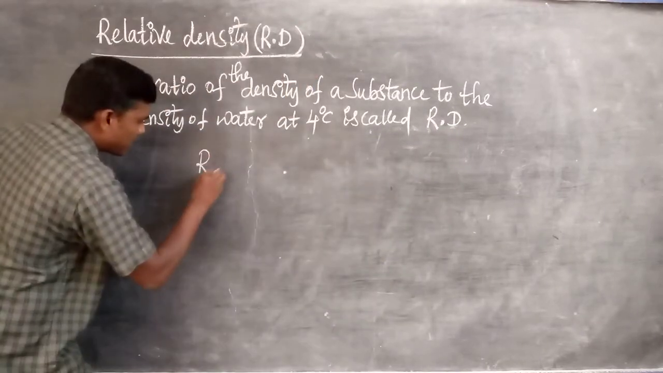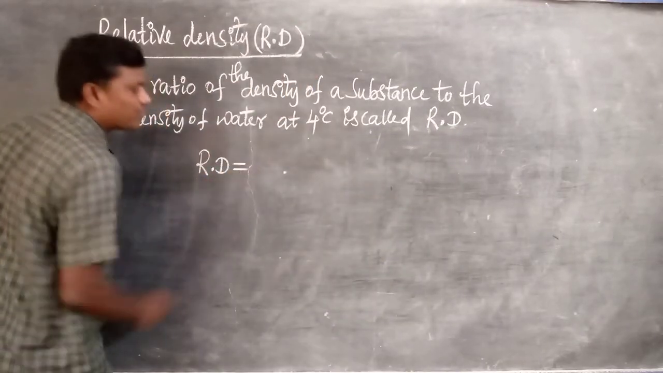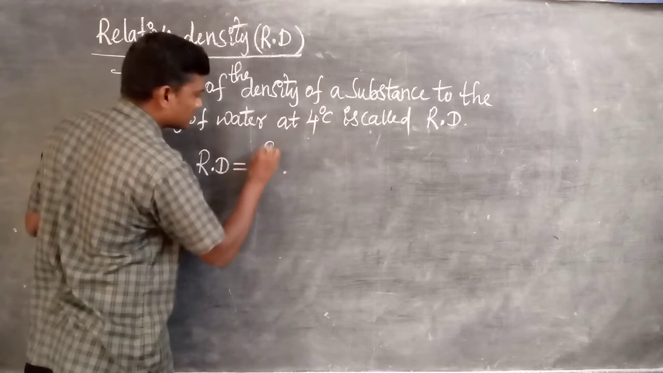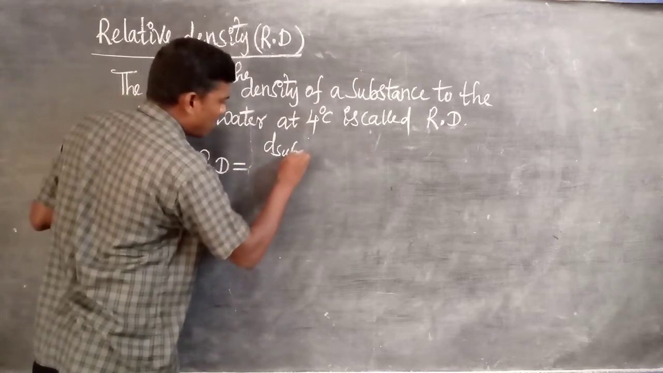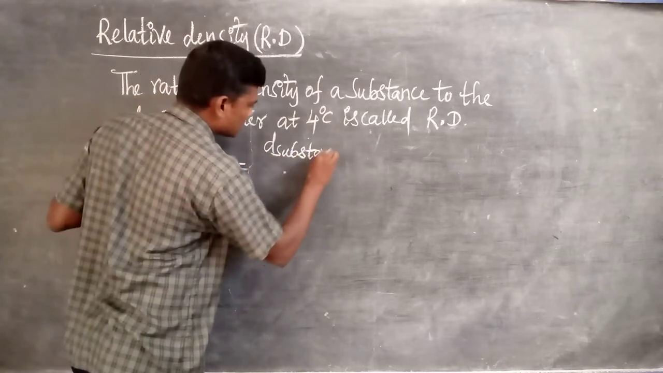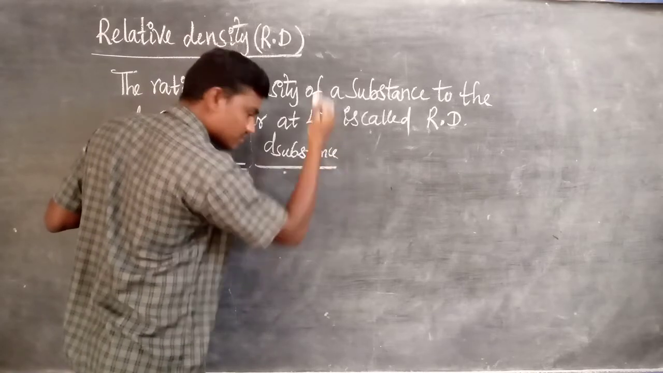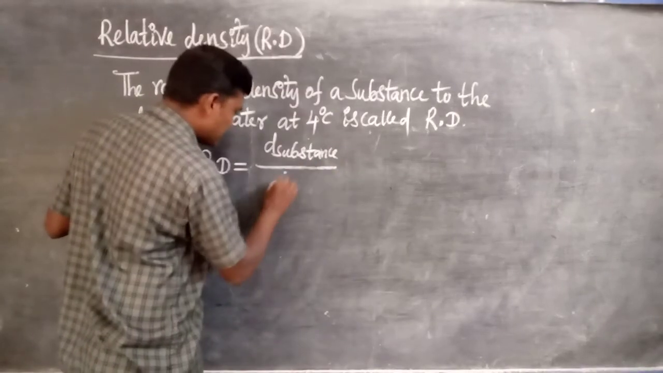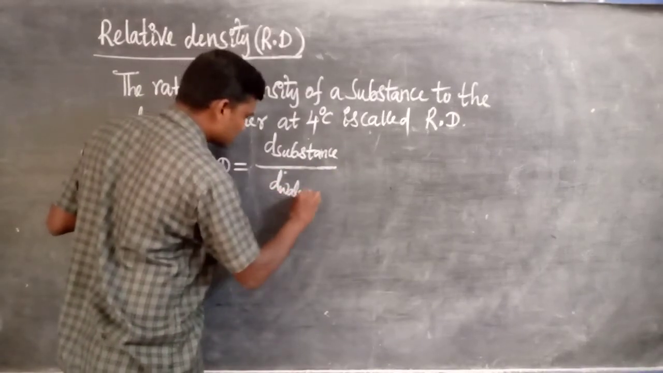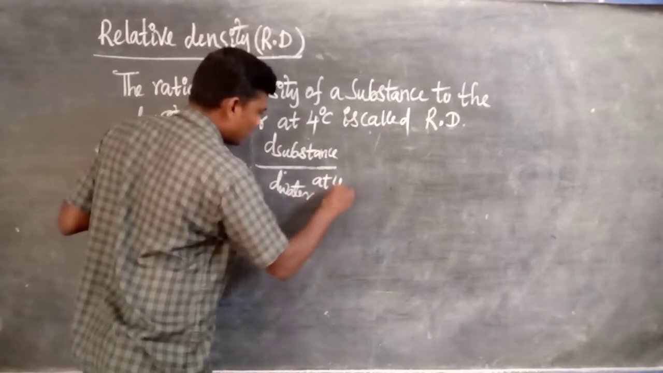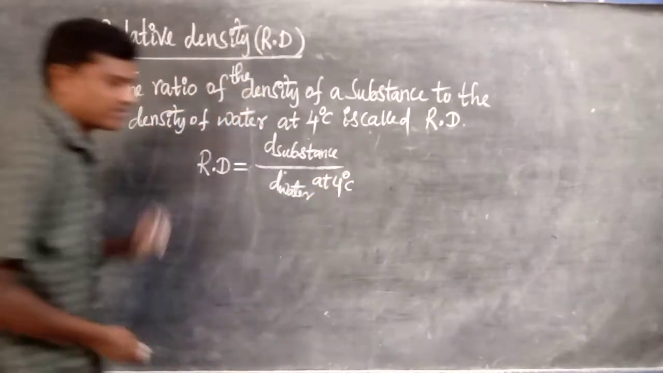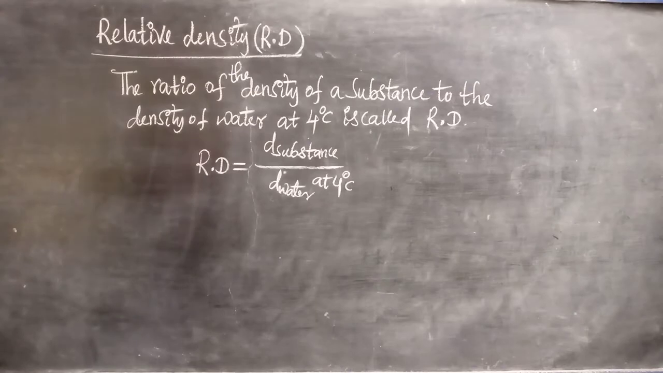So simply we can write RD is equal to density of substance upon density of water at 4 degrees Celsius. Listen very carefully. What is the relative density?